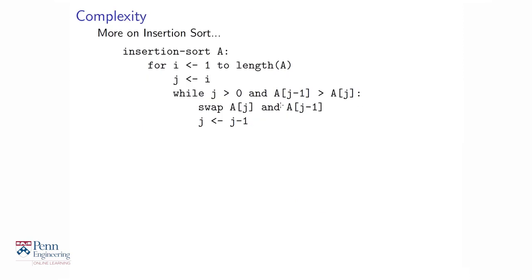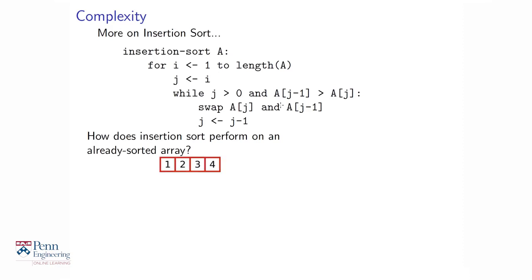So let's look at the code again. Have this code in mind, the pseudocode, and then look at how this algorithm would perform on an array that's already sorted. So here's an example, the array 1, 2, 3, 4. You find that every time we run the outer loop, the inner loop is immediately finished, because what does the outer loop do?